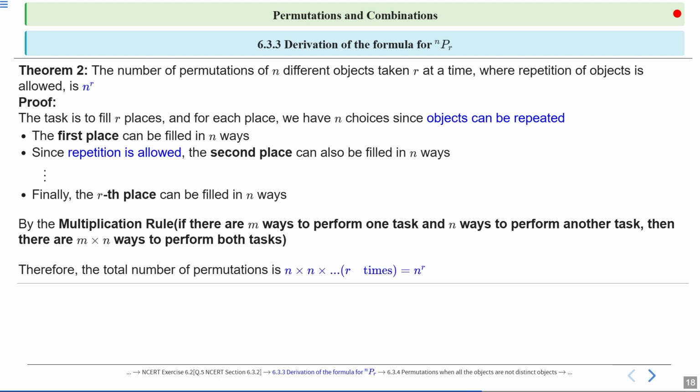Therefore, the total number of permutations is equal to n times n times n, r times. Here n is multiplied r times, so this is nothing but n to the power r. So the number of permutations of n different objects taken r at a time, where repetition of objects is allowed, is n to the power r. I think you understand how we get this.